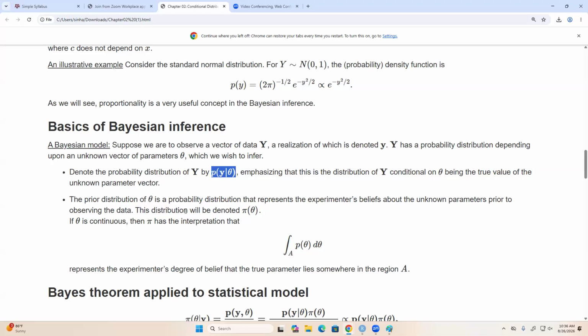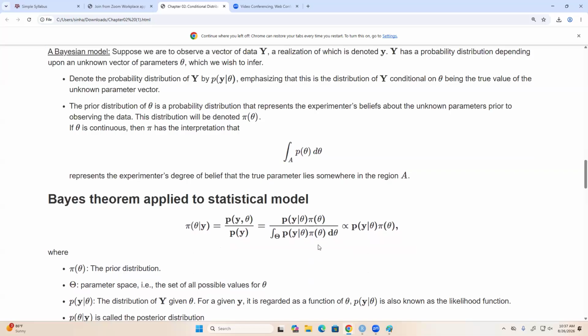So this is a problem in the notation. I made a mistake here. We'll denote the prior distribution by pi(theta), and here I have used p(theta). So this is my mistake. I will correct this. If A is a region, then the integration of pi(theta) d theta over A will represent the prior probability that theta is in the region A. Now, let us calculate the posterior distribution.